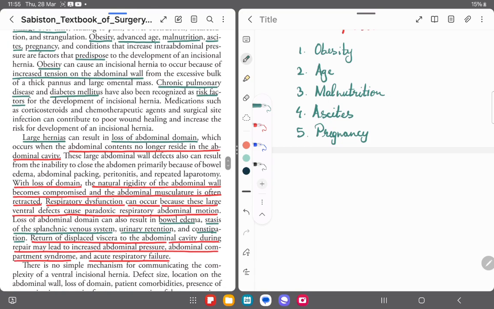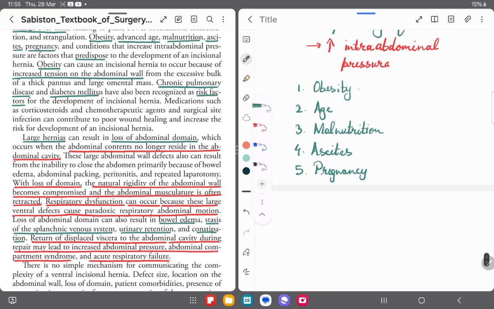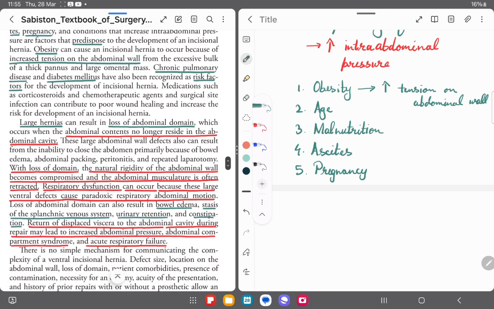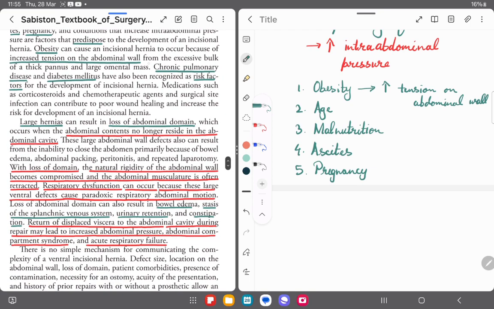Obesity can cause an incisional hernia to occur because of increased tension on the abdominal wall. What will obesity do? Obesity will increase the tension on the abdominal wall and hence cause incisional hernia, and from the excessive bulk of thick pannus and large omental mass. So what happens in obesity? There is a thick pannus and large omental mass.